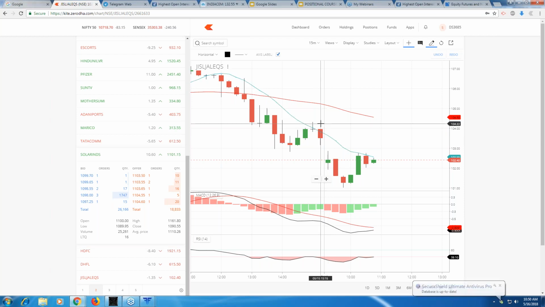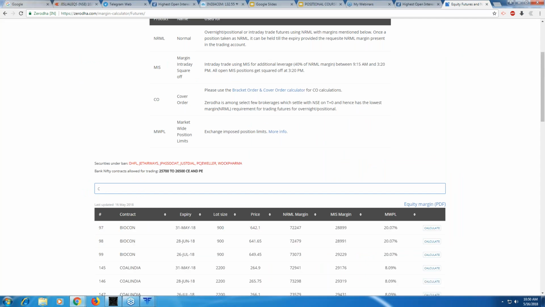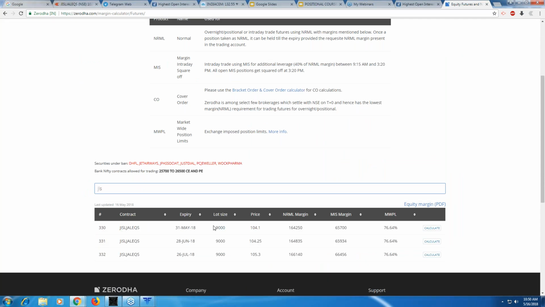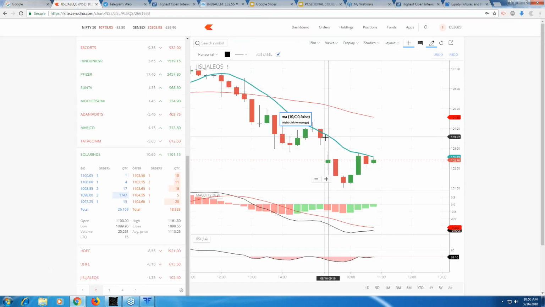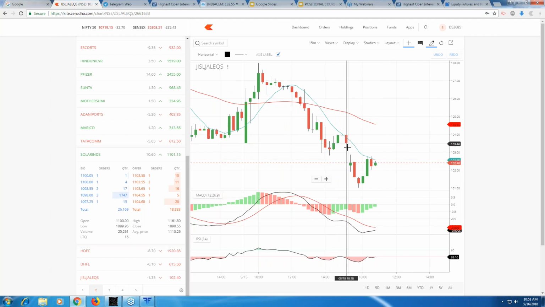So 50 paisa, the lot size of Jain Irrigation is very high. The lot size is 9,000. Even 50 paisa will give you a good 4,500 rupees. And if you want, you could have carried it forward and see how it gave a gap down opening. From 103 it gave 102.43, right? So this is called STBT, sell today and buy back tomorrow.